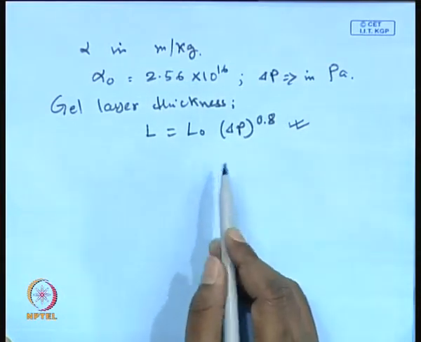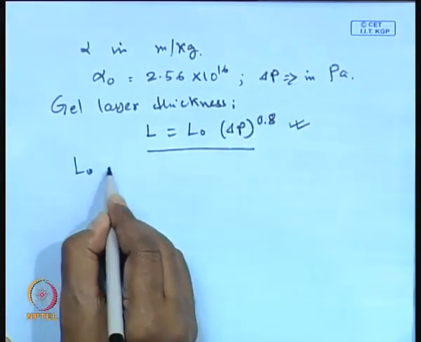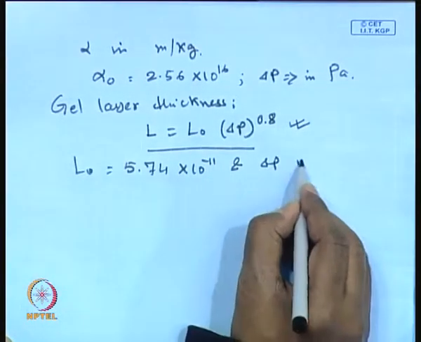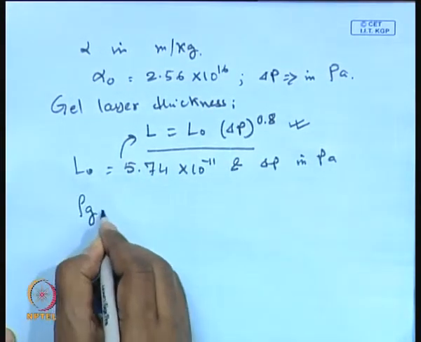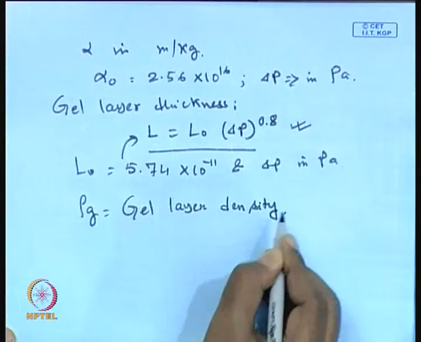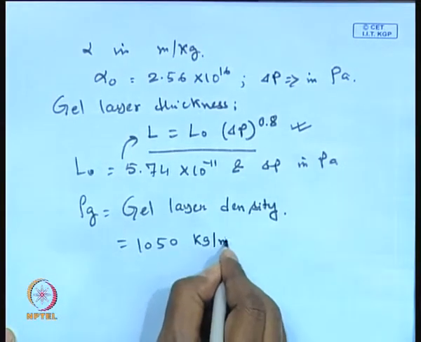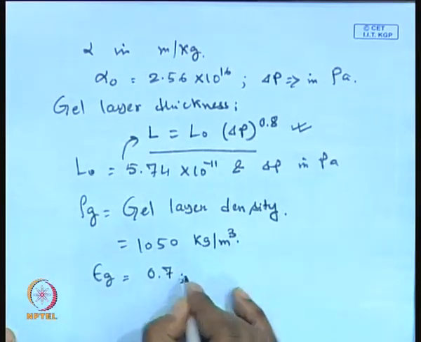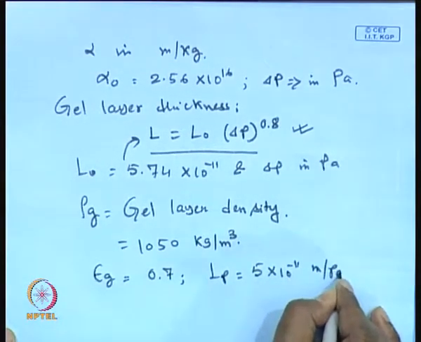Suppose you conduct the experiments at different delta P and find the relationship between L and delta P is something like this, where L0 is given as 5.74 into 10 to the power minus 11 and delta P is again in Pascal in this correlation. The gel density is given as 1050 kg per meter cube, the gel layer porosity is given as 0.7, and the membrane permeability is given as 5 into 10 to the power minus 11 meter per Pascal second.